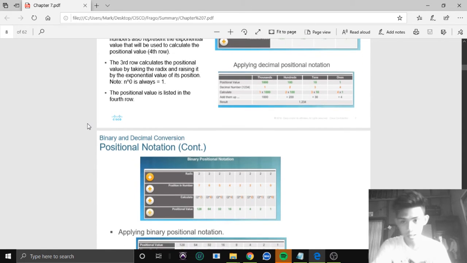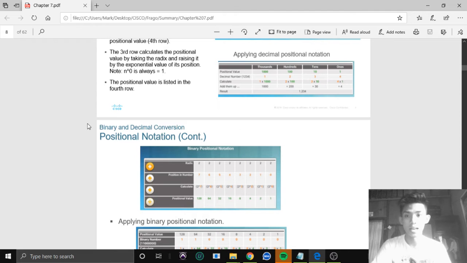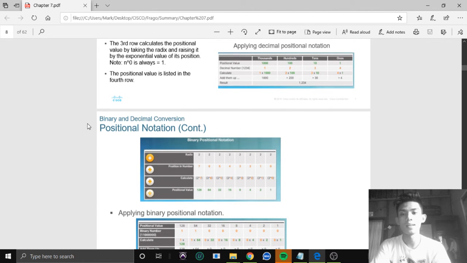The third row calculates the positional value by taking the radix and raising it to the exponential value of its position. Note, guys, n raised to 0 is always equal to 1. The positional value is listed in the fourth row.